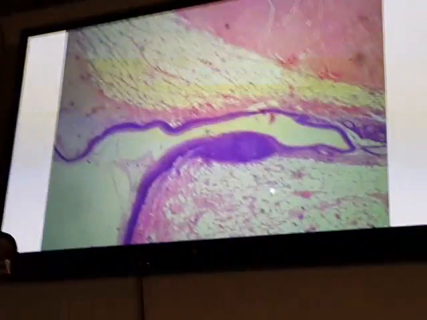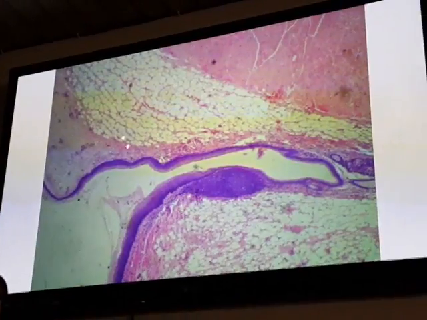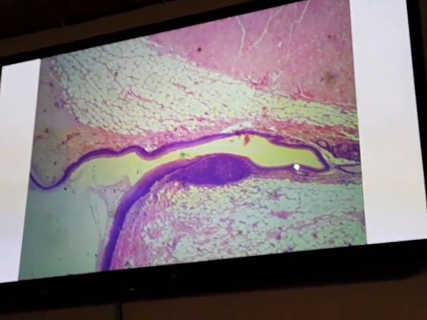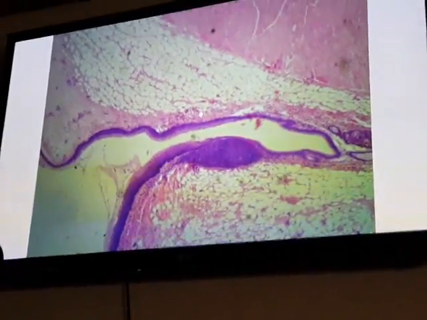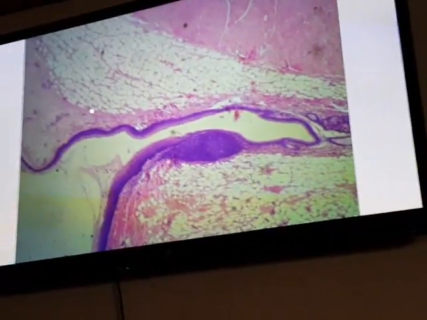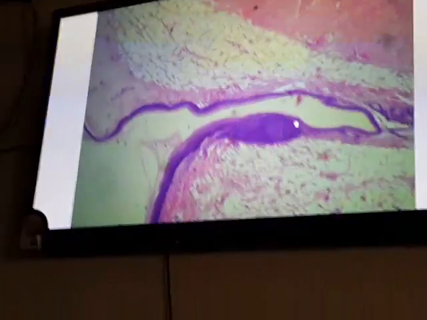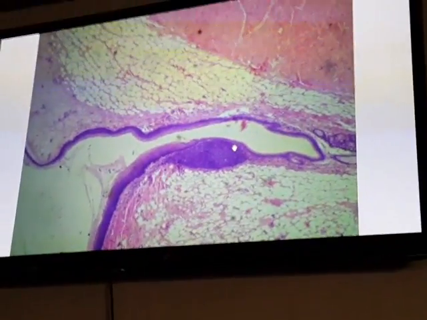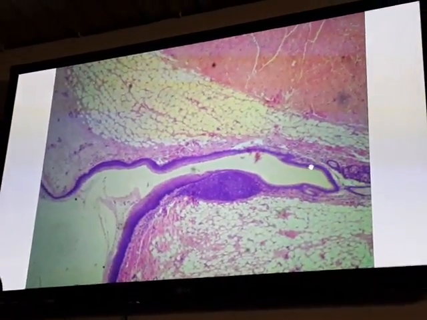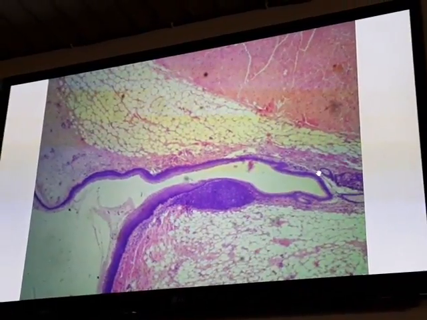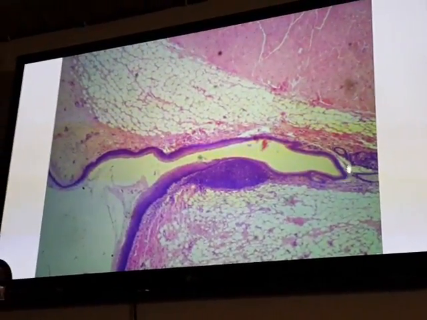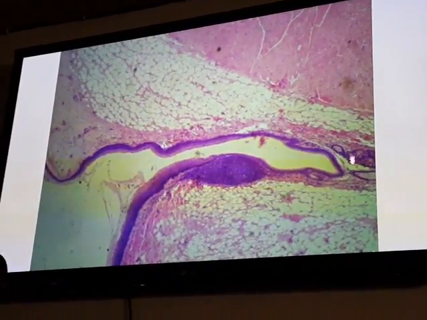Okay, two pairs of folds, upper and lower. The upper is called the false vocal fold, while the lower is the true vocal fold. The lining epithelium of the upper or false vocal fold is pseudostratified columnar epithelium. Beneath, we have a lamina propria with serous glands.